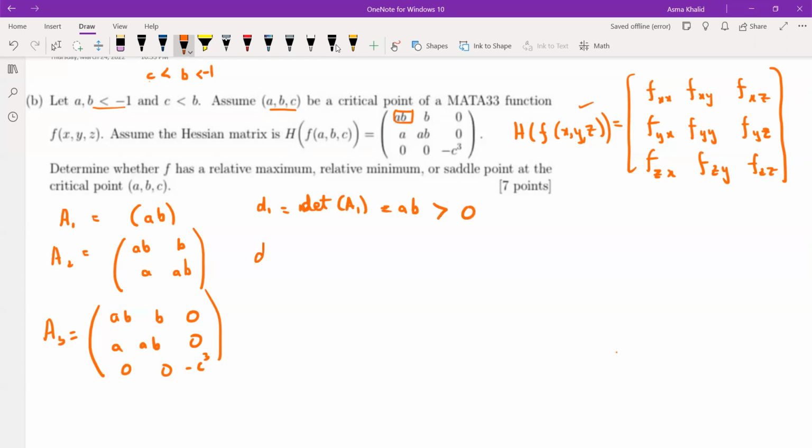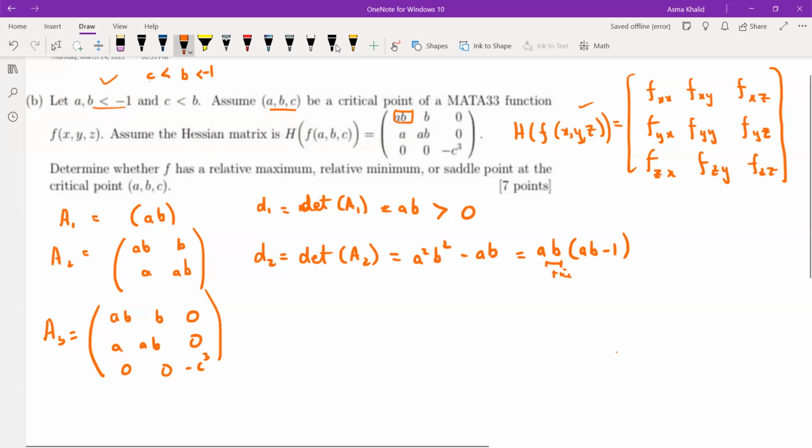Now let's talk about the determinant of A2. So D2 is going to be the determinant of A2, which is A squared B squared minus AB. If you take AB common, you'll have AB times (AB minus 1), right? Now, as we discussed, because A is negative and B is negative, AB will be positive. Now, what about AB minus 1? So notice that A and B are both less than -1. For instance, A could be -1.1 and B could be -1.1, right?